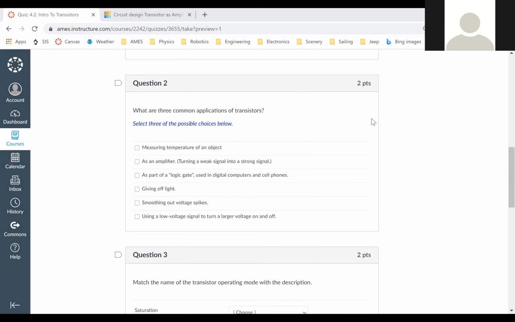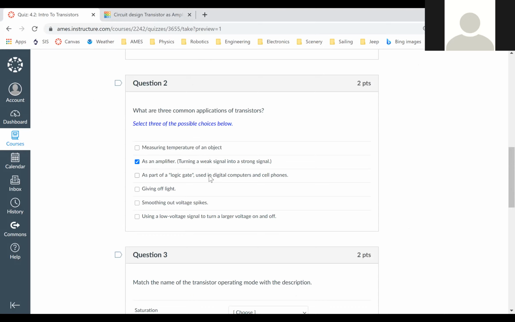Okay, what are 3 common applications of transistors? Well, we talked about some of them. Temperature, definitely not. Amplifier, yes. And in fact, we did some examples there. We saw it used as an example. We used it as an amplifier.